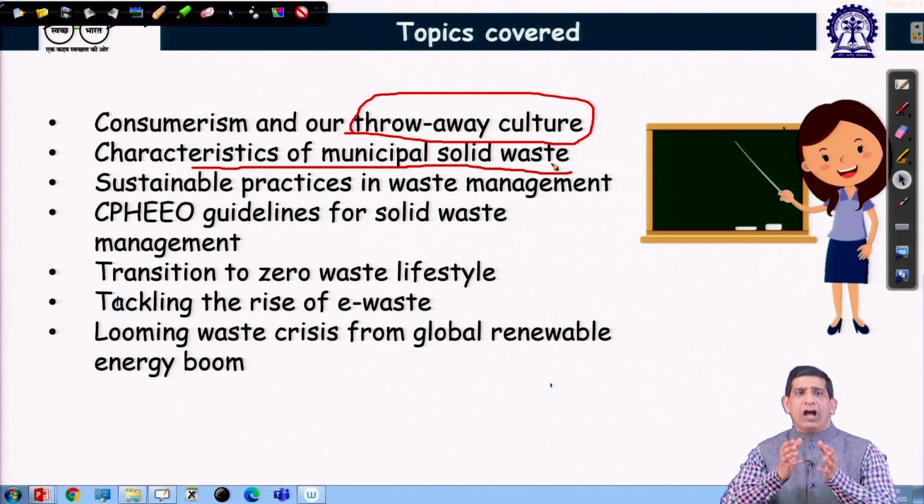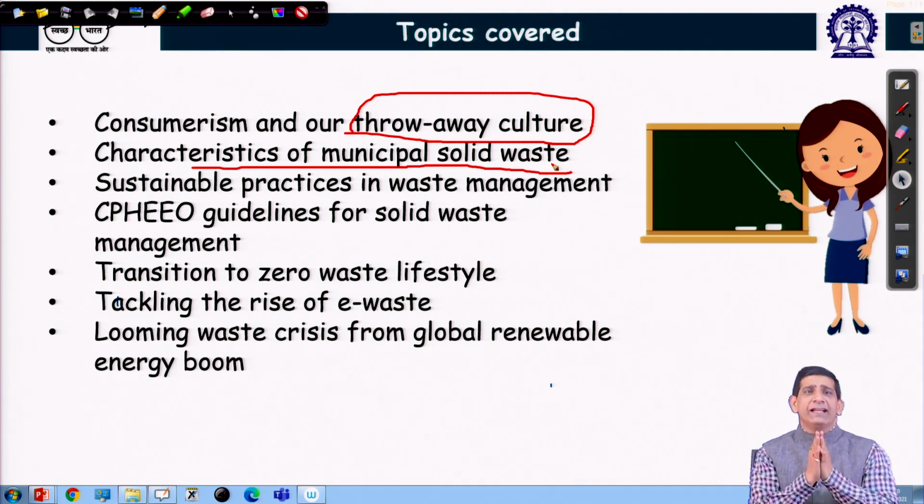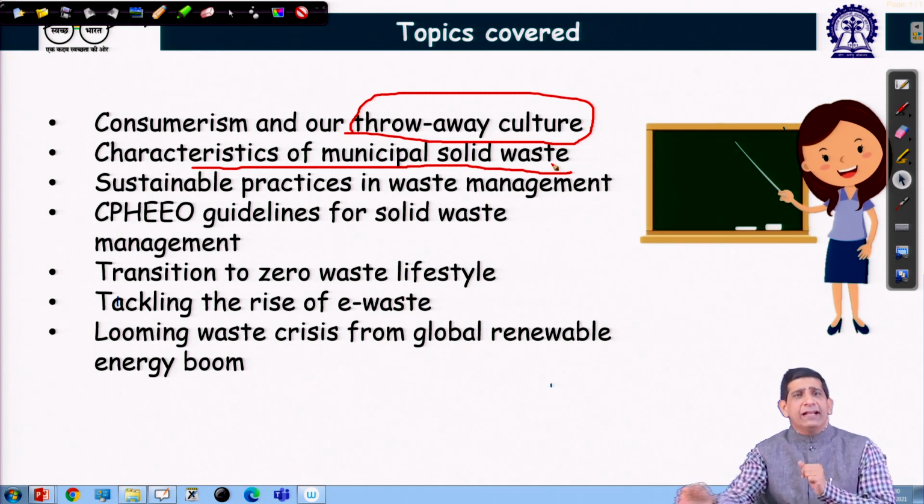Then we'll talk about how we can potentially go towards zero waste. Zero waste is a concept. When we say zero waste, it is not exactly zero. We are not looking at a literal zero. It is basically an approach towards zero, trying to minimize waste production as much as possible.